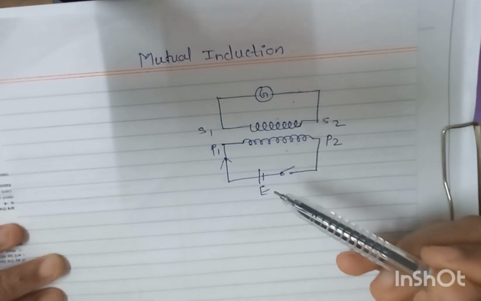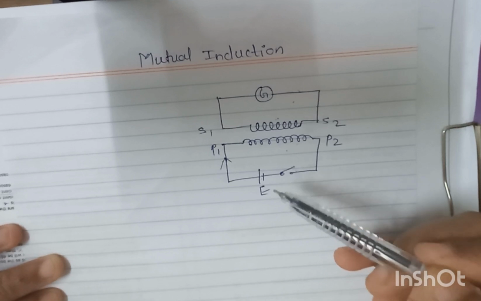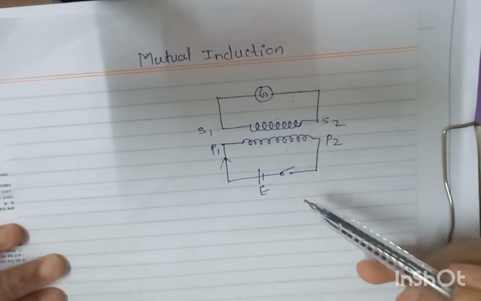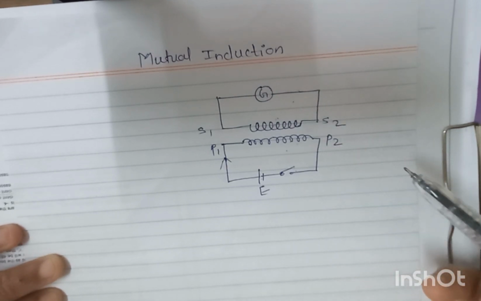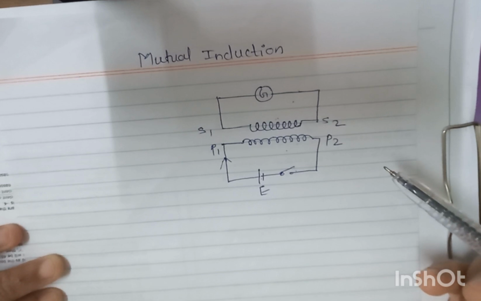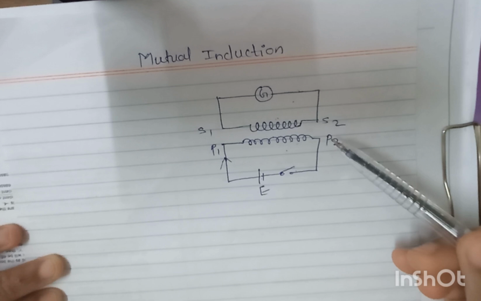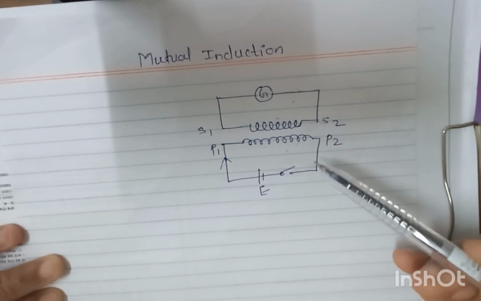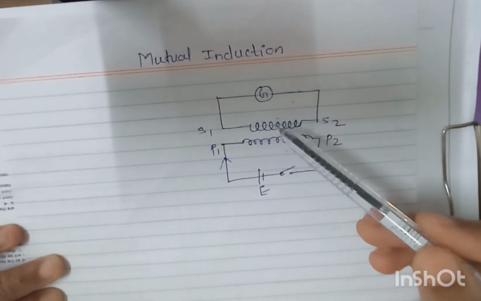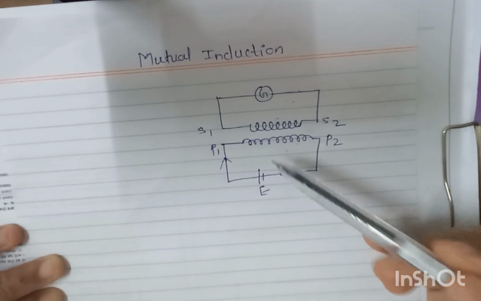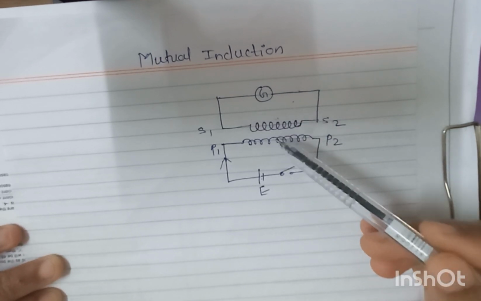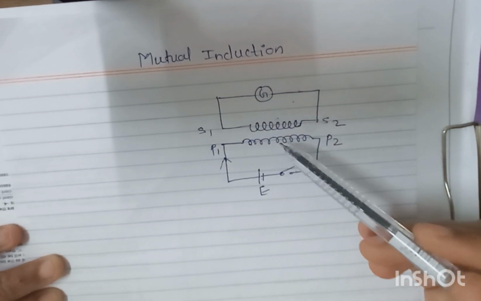In short, we can say that mutual induction is a property of two coils by virtue of which, when current flows through the primary coil, due to the change in flux across the secondary coil, current gets induced in that secondary coil. So here we can perform an experiment.